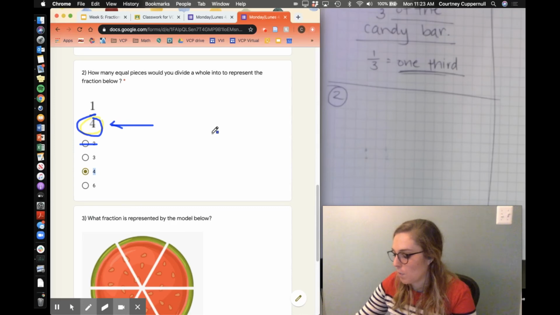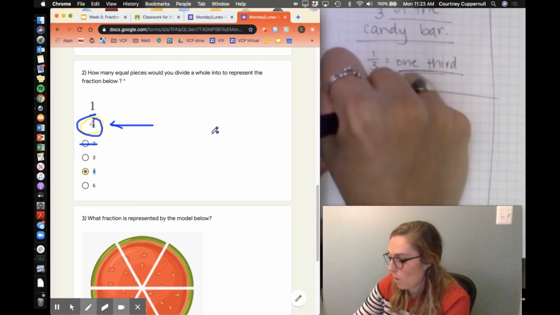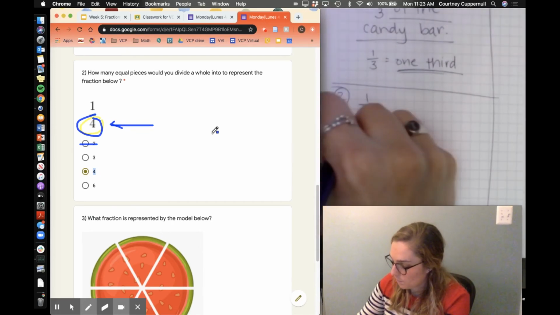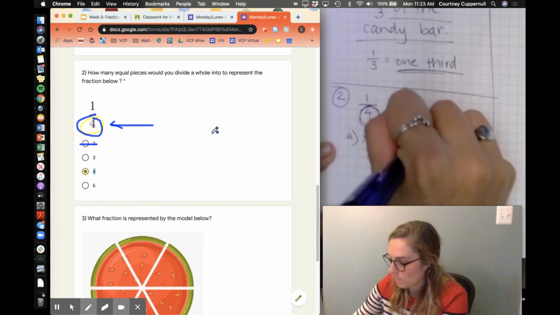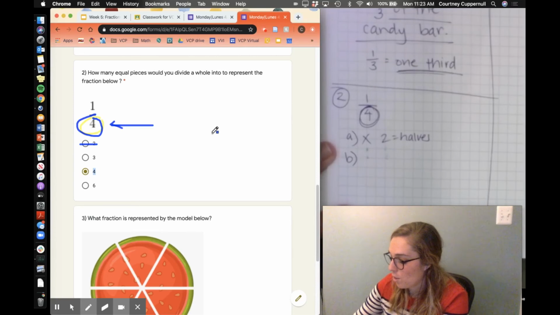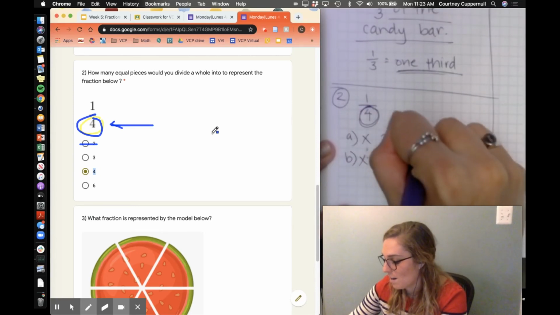So I'm going to also mark it up on here. To help you, I would just circle the fourth like I did. I know that this isn't correct because 2 equals halves. I know the second choice isn't correct because if I have 3 in the denominator, if I have 3 equal pieces, those are thirds, not fourths.